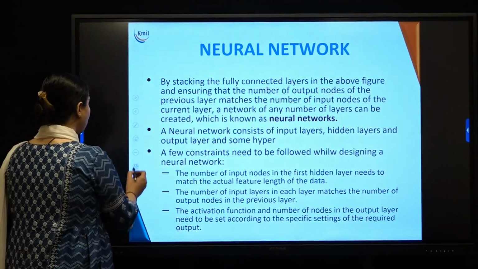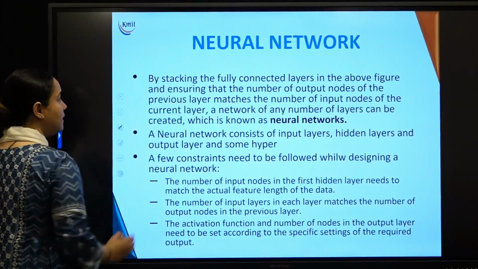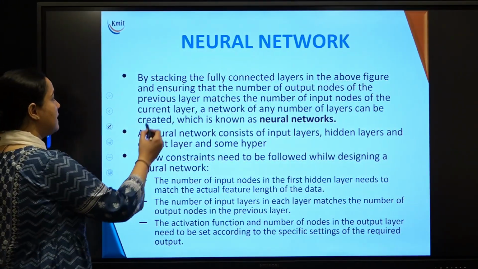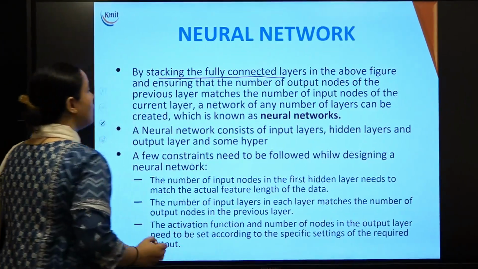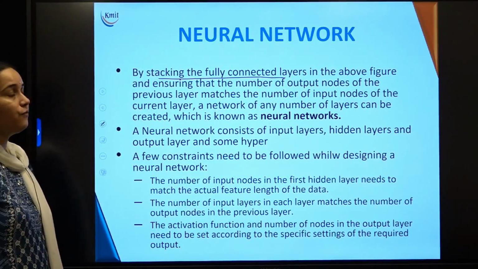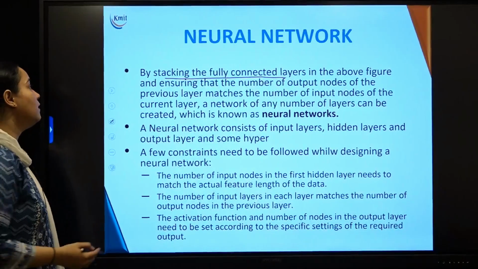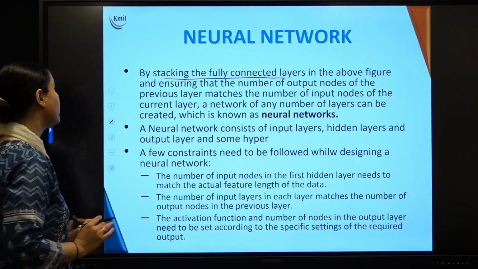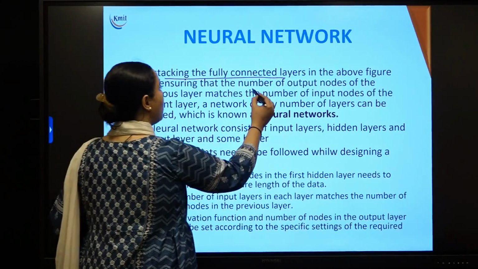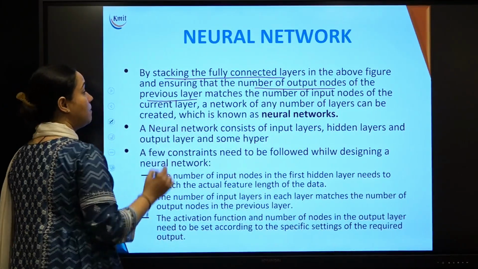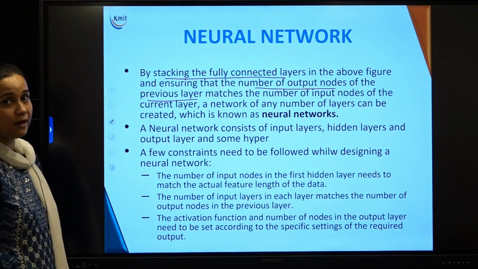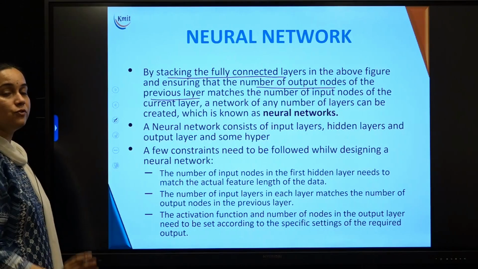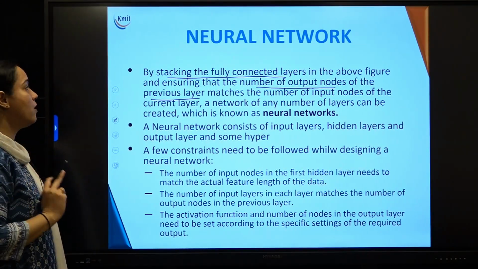A neural network is created by stacking the fully connected layers that you have learned just now. When you stack them together, you have to ensure some important things. You have to ensure that the number of output nodes of the previous layer matches the number of input nodes of the current layer. So how many outputs you are taking from the previous layer, that many inputs you should give in the current layer. That's how you are going to stack.